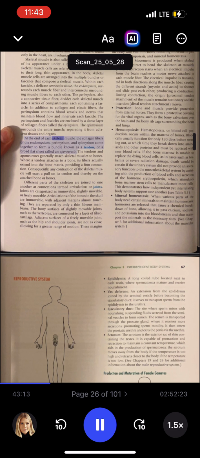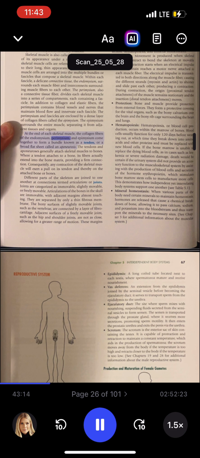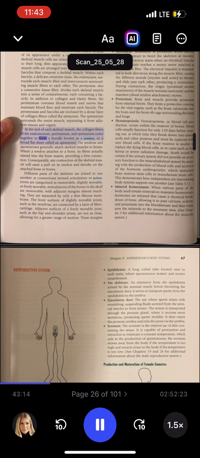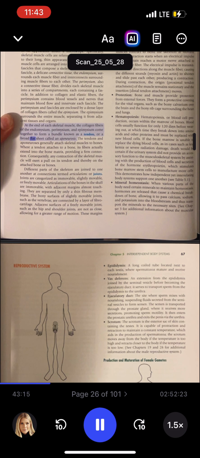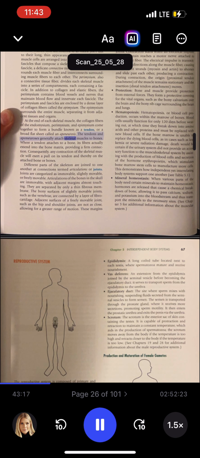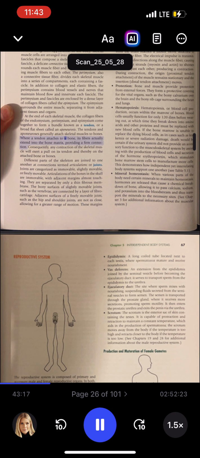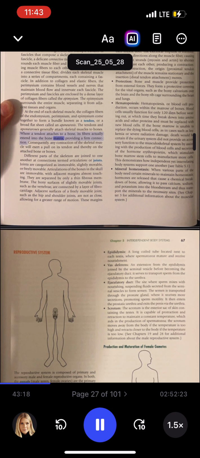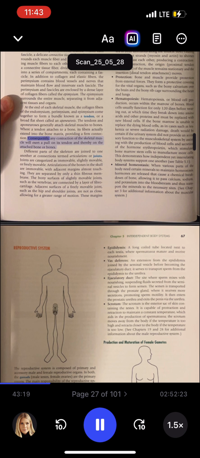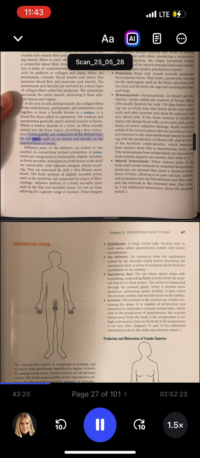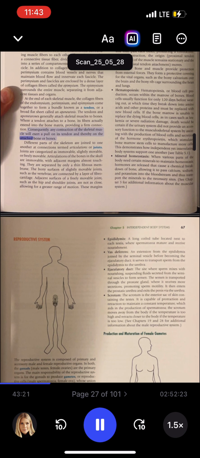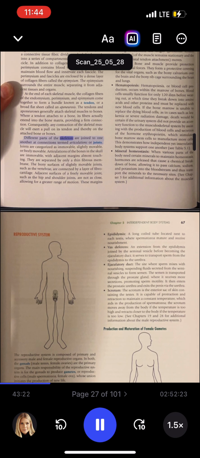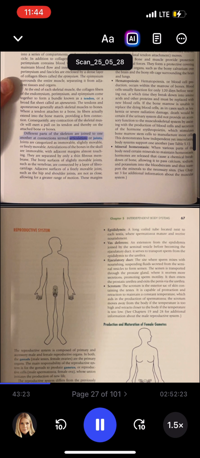At the end of each skeletal muscle, the collagen fibers of the endomysium, perimysium, and epimysium come together to form a bundle known as a tendon, or a broad flat sheet called an aponeurosis. The tendons and aponeuroses generally attach skeletal muscles to bones. Where a tendon attaches to a bone, its fibers actually extend into the bone matrix, providing a firm connection. Consequently, any contraction of the skeletal muscle will exert a pull on its tendon, and thereby on the attached bone or bones. Different parts of the skeleton are joined to one another at connections termed articulations, or joints.